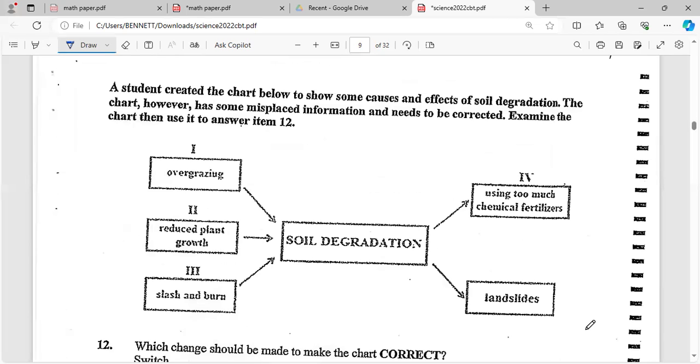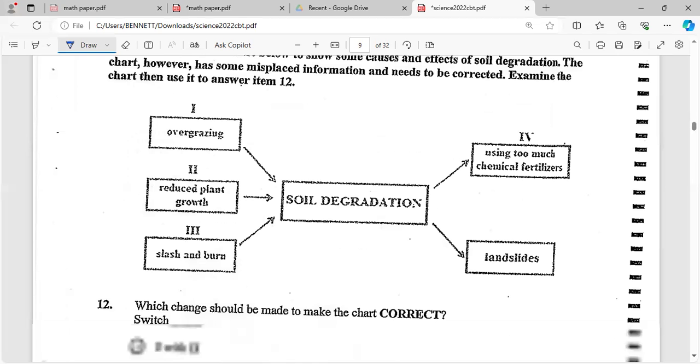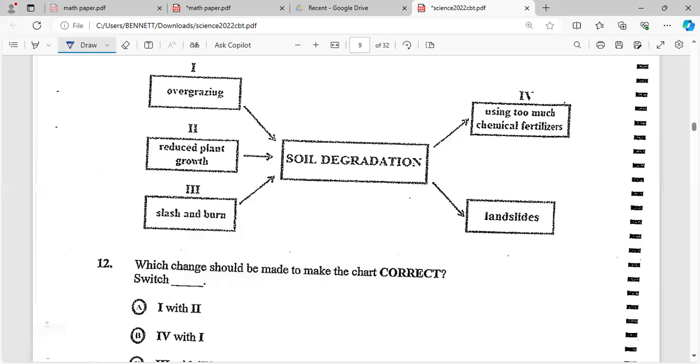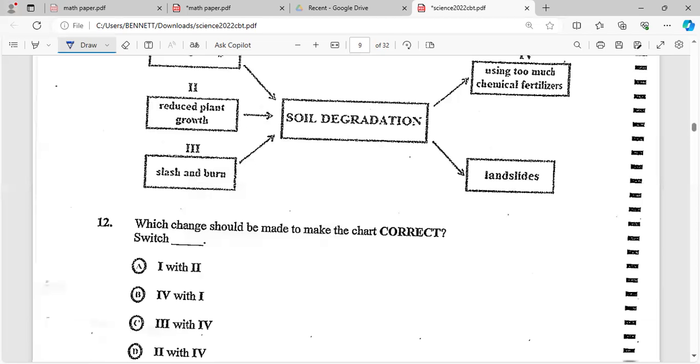A student created the chart below to show some causes and effects of soil degradation. The chart, however, has misplaced information and needs to be corrected. Examine the chart and use it to answer item 12. Which change should be made to make the chart correct? So we're going to switch 1 and 2, switch 4 and 1, or switch 3 with 4. You guys put that in the comment section. Or switch 2 with 4.